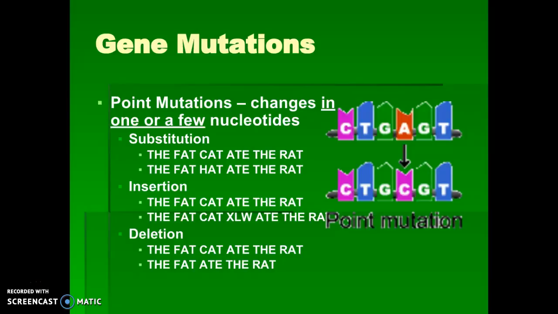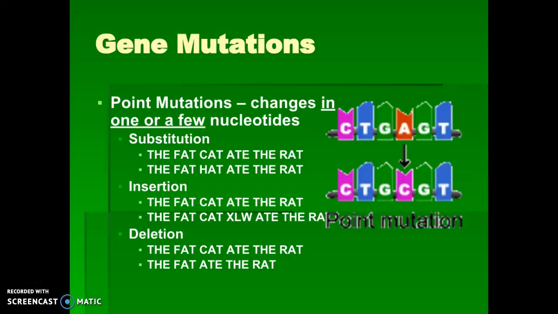The next type is the insertion. Again, the normal gene is the fat cat ate the rat. The non-normal gene would be the fat cat, then you have that XLW inserted in there, ate the rat. And see, it shifts the entire gene down just a little bit.